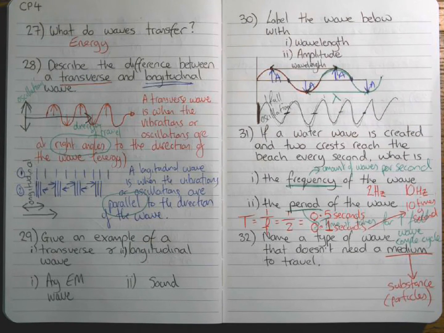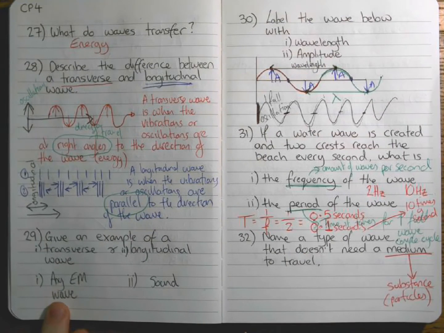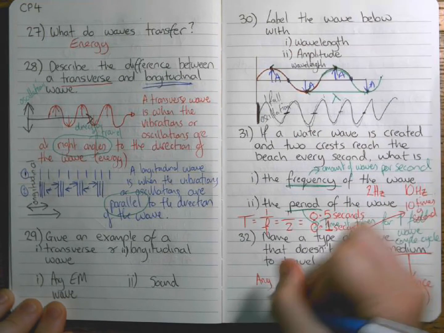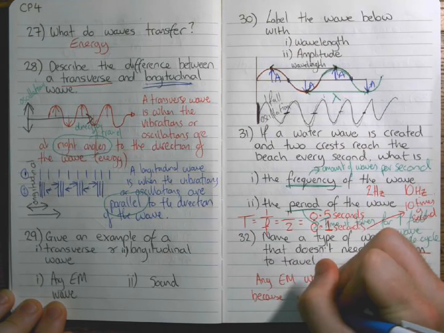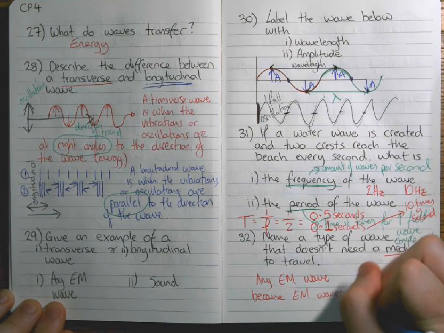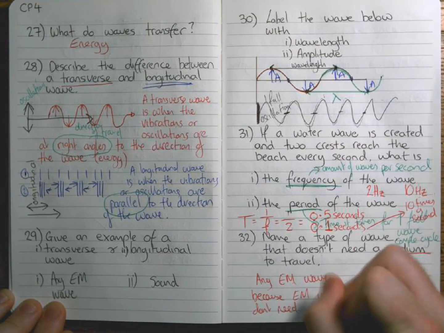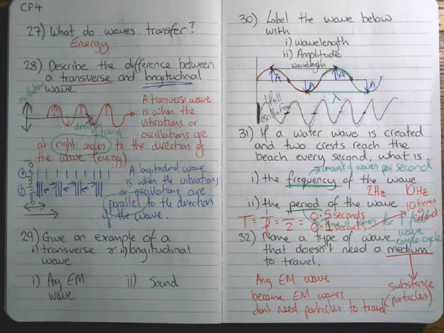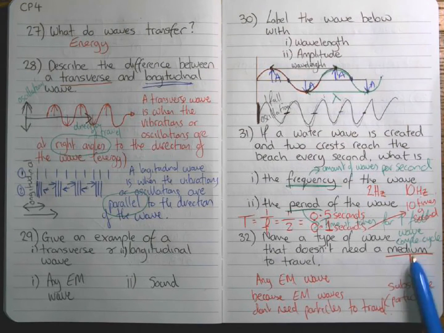So what doesn't need a medium? It's the same answer to this question. Any EM wave. Because electromagnetic waves don't need particles to travel. Which is a good thing, otherwise we would be able to get no light or heat from the sun. Instead, EM waves don't need particles, and so they're able to travel through space from the Sun to the Earth, and the energy can be delivered to Earth.